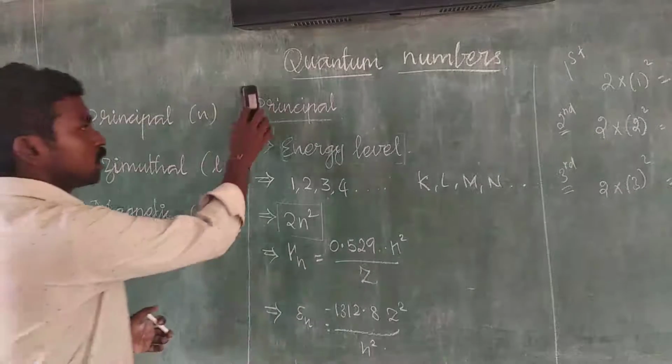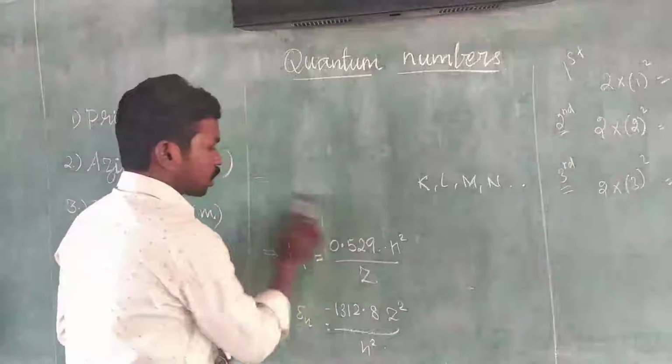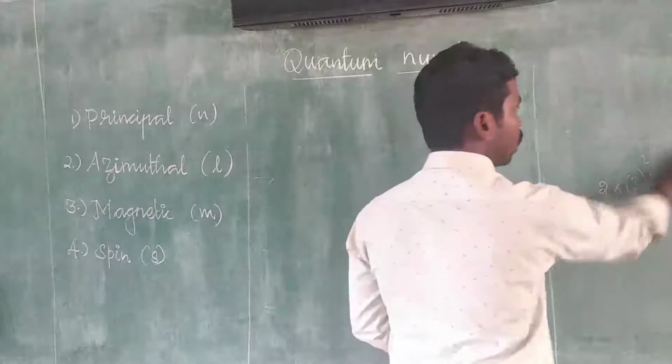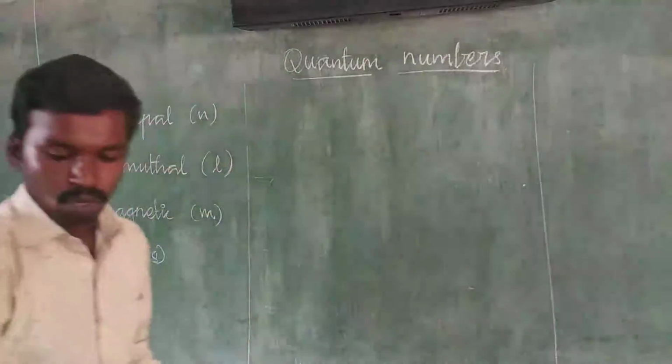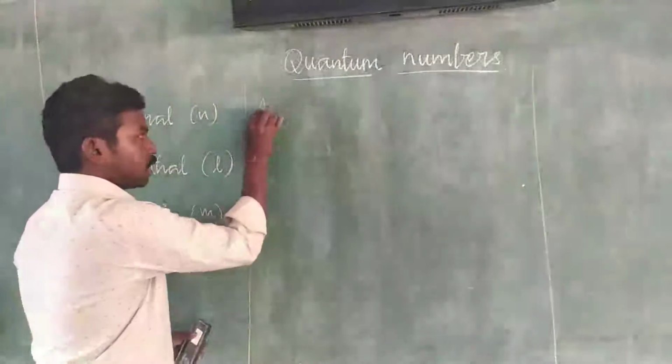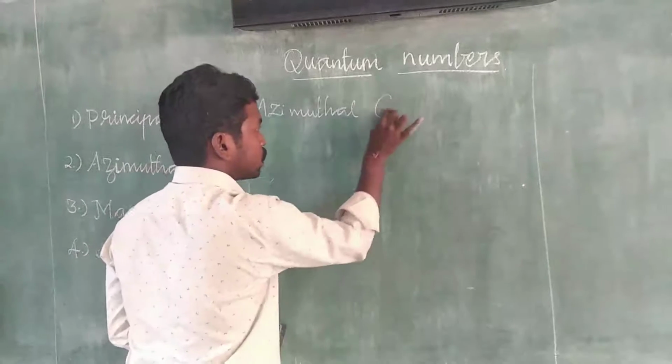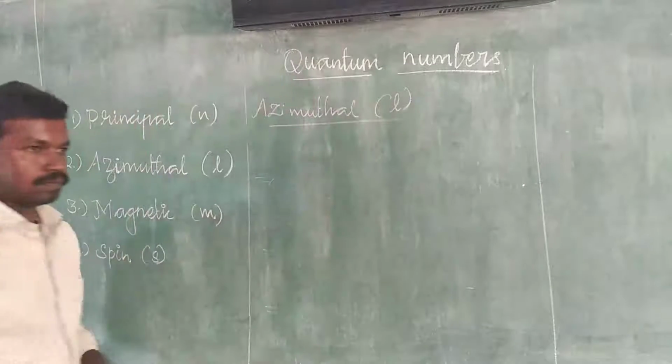Then we can see the second quantum number, that is called the azimuthal quantum number. It is either called azimuthal or also called the subsidiary quantum number. Let us see about it. What is the symbol for azimuthal? It is denoted by the symbol L.